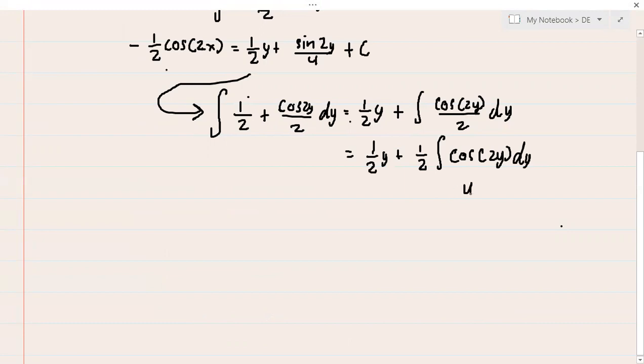Okay, which is u substitution. So ginawa ko si u, si 2y. So kunin ko yung derivative ng u, which is derivative ng 2y. So I will have 2 dy.